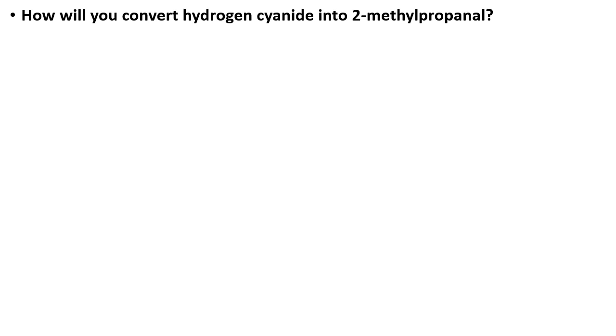We have one question here on the same method of preparation for aldehyde by using Grignard reagent. So how will you convert hydrogen cyanide into 2-methyl propanol? So what we will do is first make the structure of hydrogen cyanide, HC triple bond N, and you will make the structure for 2-methyl propanol.